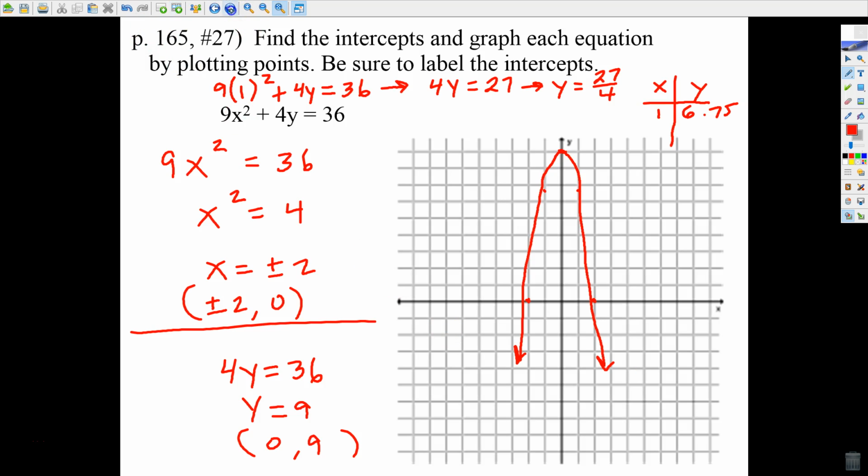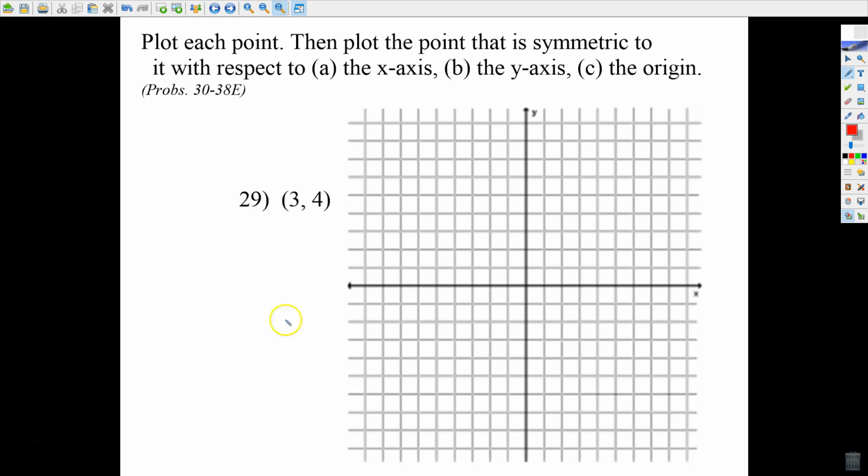All right, let's move on. I've got 2 more examples. You move now into a new block of problems, and this will be the last block of problems that you'll have to do for part 1. So here are the instructions. Plot each point. So here's my given point, 3, 4. Let's go ahead and plot it.